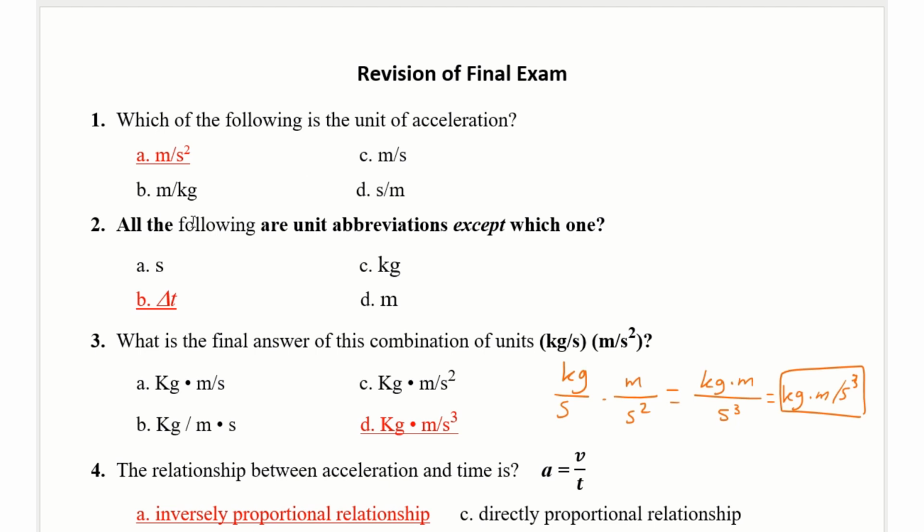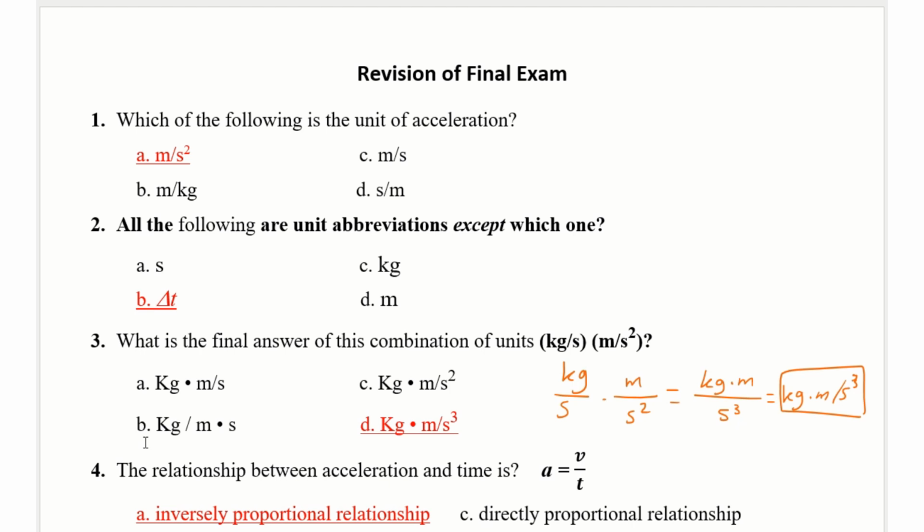The next question. All of the following are units abbreviation except one. So let's see the first one. This is unit. Second, the second one, C, kilogram, it is also unit. D, it's meter, also unit. Only B is not unit. It is what? Quantity. This is the change in time. It's not unit, so will be B.